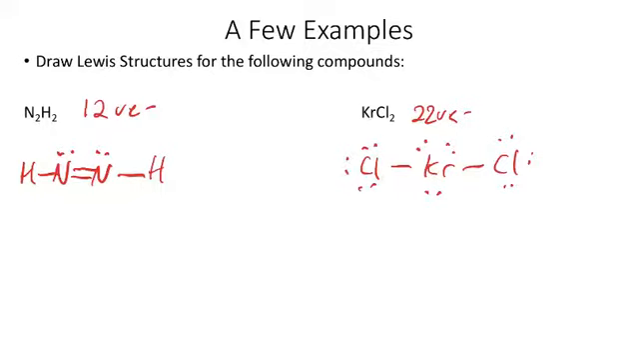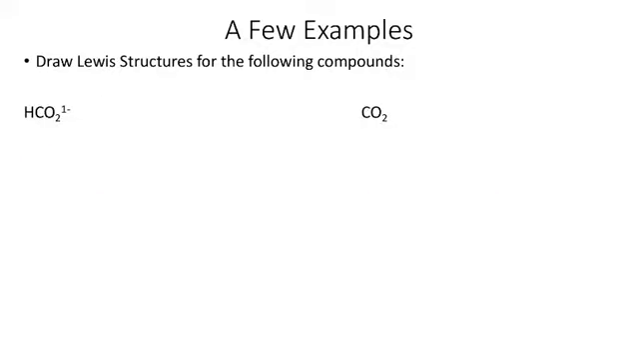Again, here, there's not really any reason to calculate formal charge. The only atom that might violate the octet rule further is krypton, and there's just no reason for any double or triple bonds to form between it and chlorine because it's already got an expanded octet, so we won't bother to calculate formal charge here. We have pretty good confidence we have the correct structure. Let's look at our last two examples.